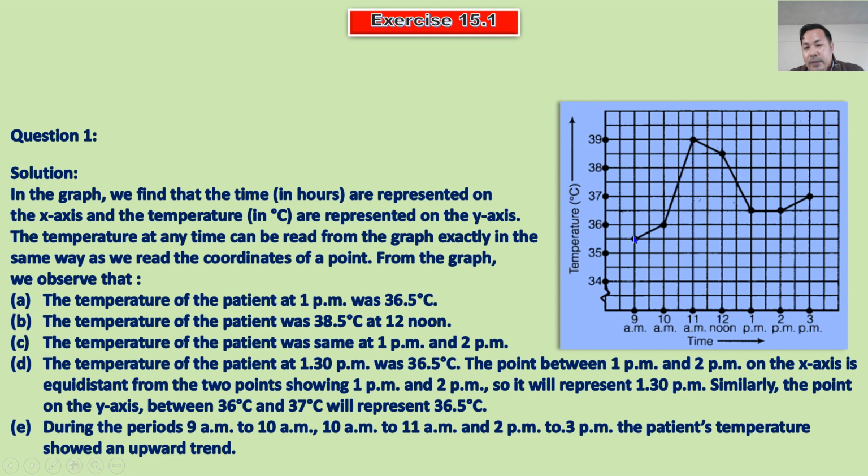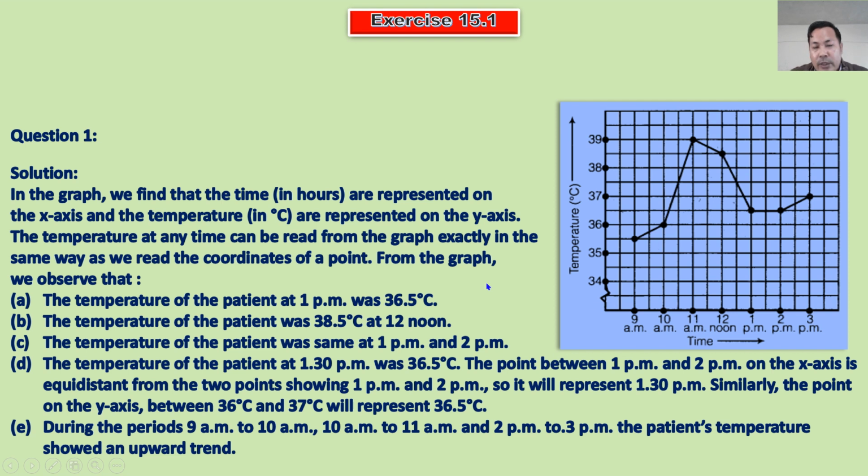the temperature increases, meaning the patient's temperature shows an upward trend. Upward trend means it's just going up here. You see, 9 to 10, it goes up. From 10 to 11, it goes up, then it comes down here, then it goes straight, then again from 2 p.m. to 3 it goes up, isn't it? So these are the points in the graph where the temperature shows an upward trend, meaning going upward. Okay, clear? Yes. So this is the answer for question number one.